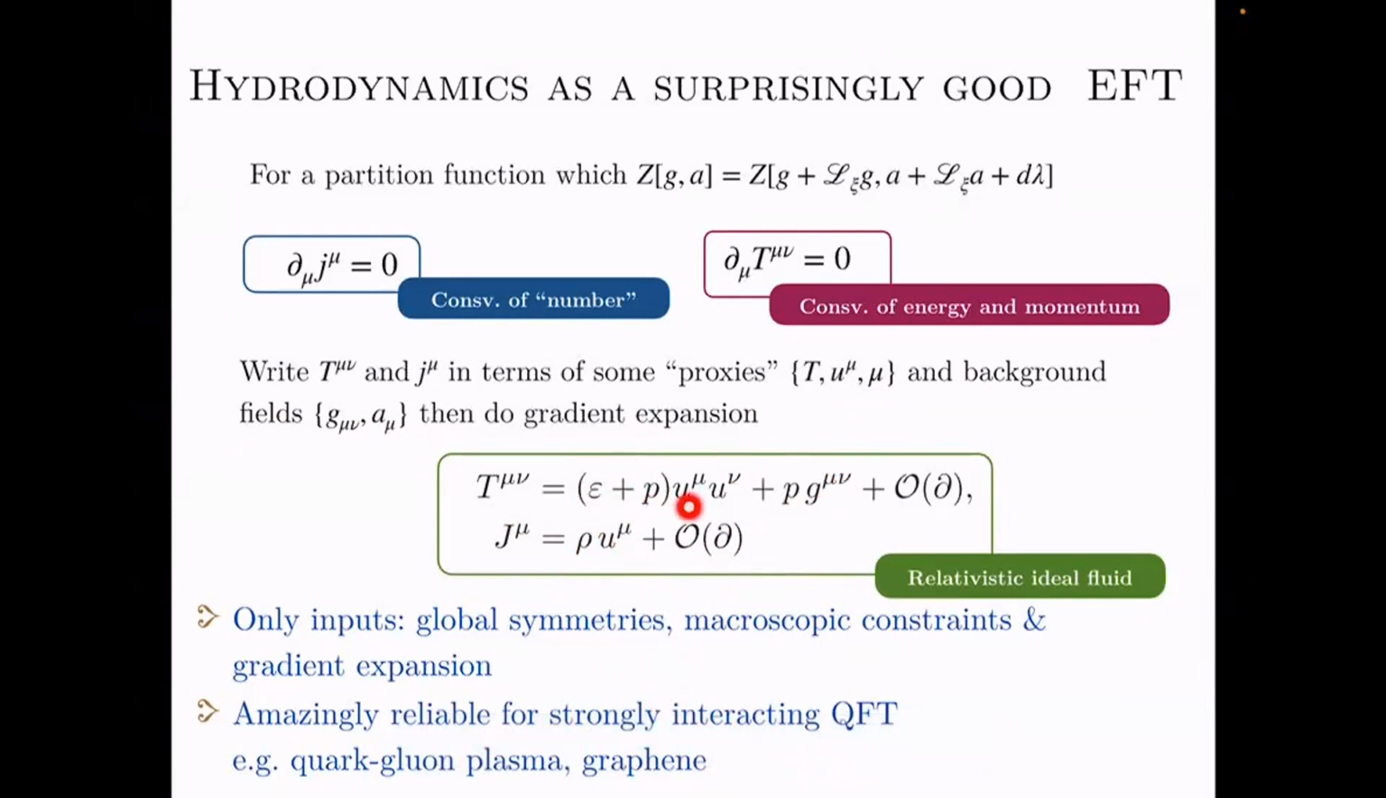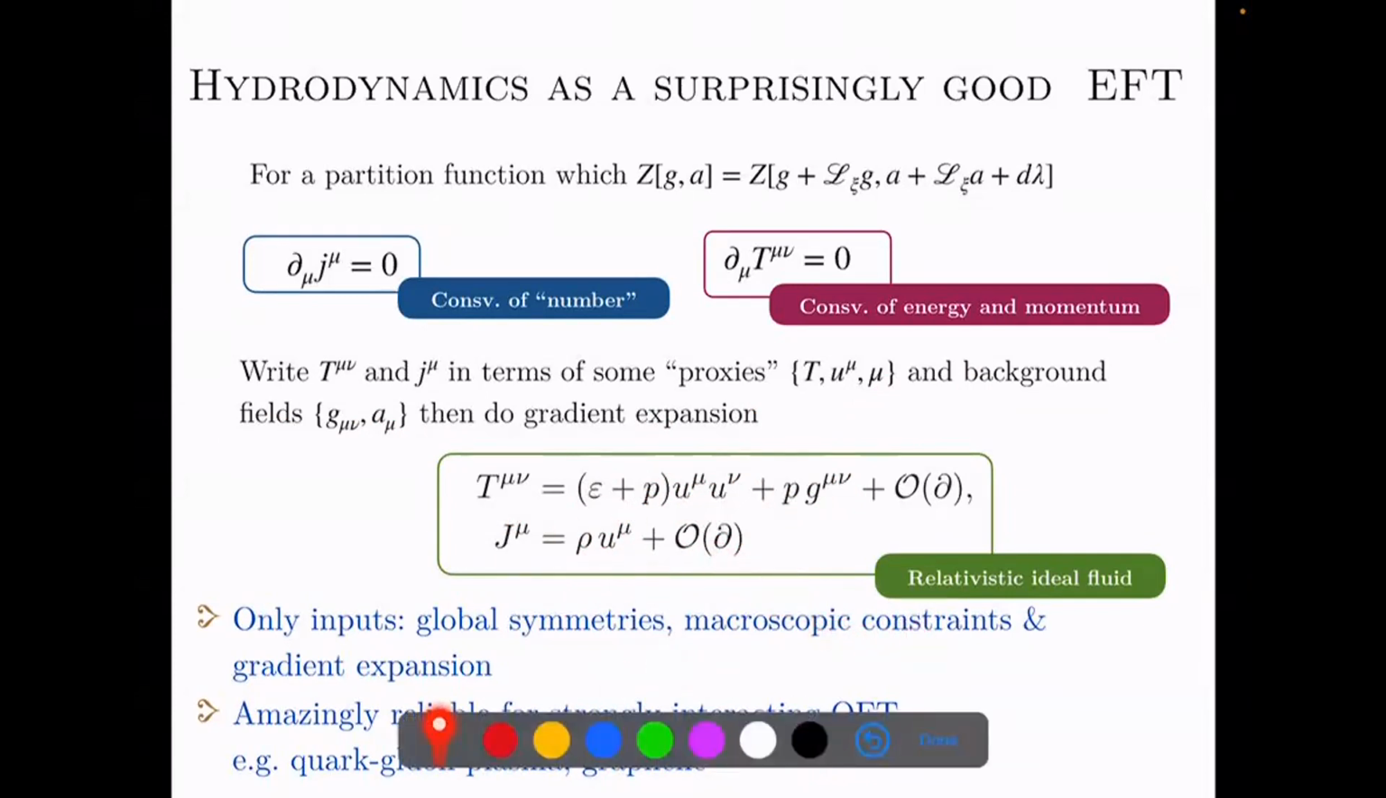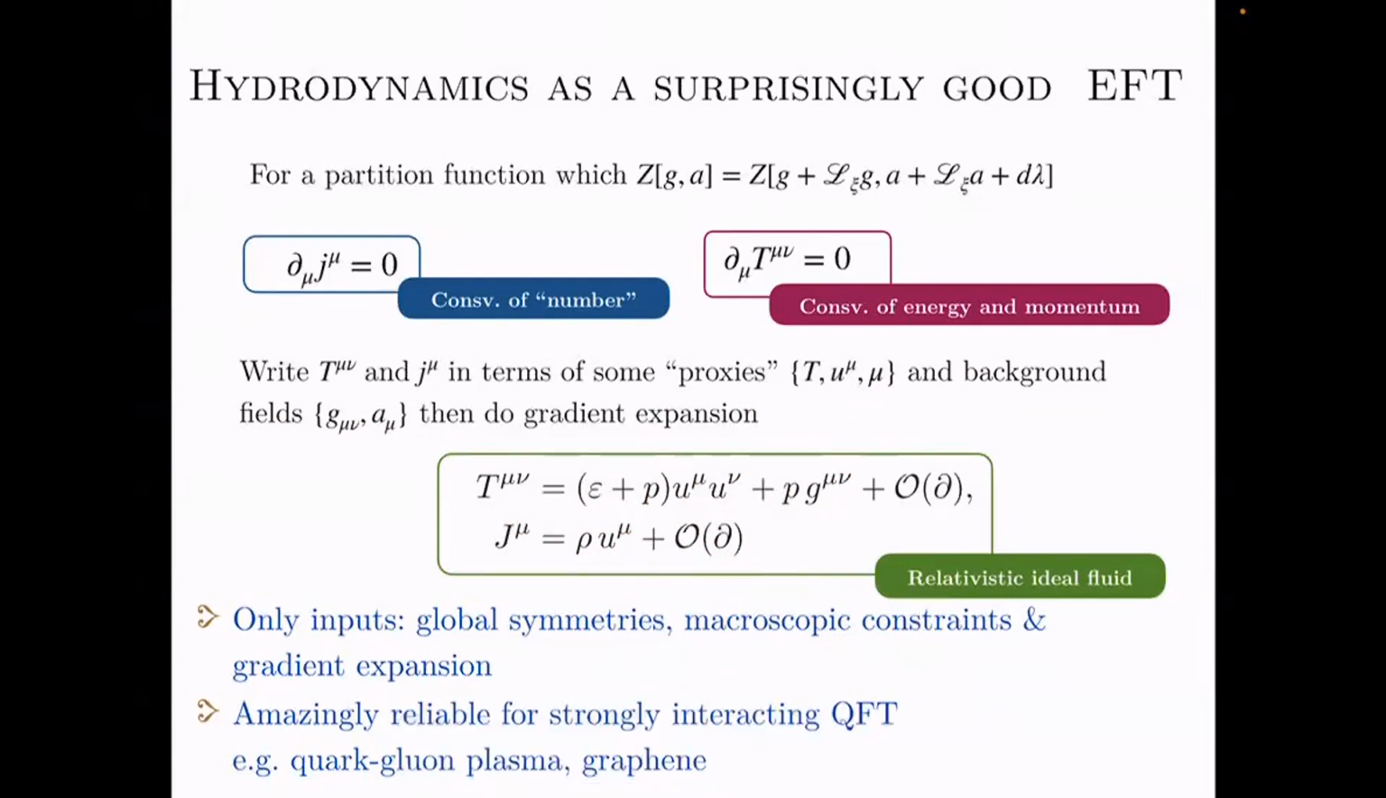These are all the rank 2 symmetric tensors. And this is a vector, and then you go order by order in gradient expansion. So the only input here is essentially global symmetry. And you have a macroscopic constraint, and then you assume that the gradient expansion actually exists, so that you can go from one derivative to higher order. And this is, as we all know, a pretty simple equation and surprisingly reliable in strongly interacting systems.